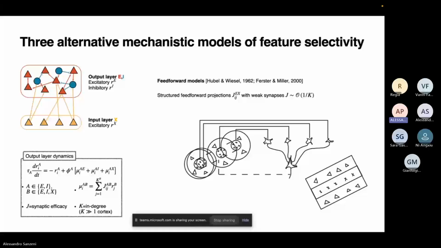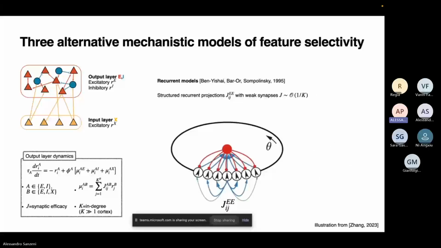Then an alternative model relies on recurrent interaction. In these models, neurons in this layer are not randomly connected, but connectivity is typically assumed to be like-to-like. Neurons with similar response properties are more strongly connected, and this allows the network to amplify weak selectivity in the inputs. And if you take again synapses weak, of order 1 over K, then the network can show selectivity.